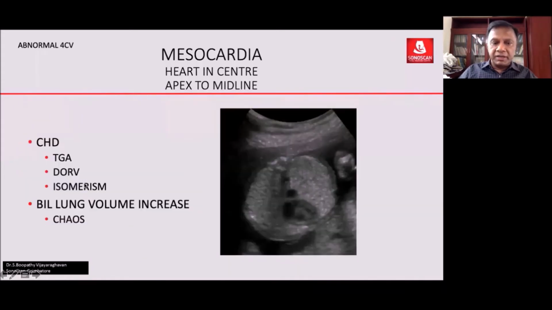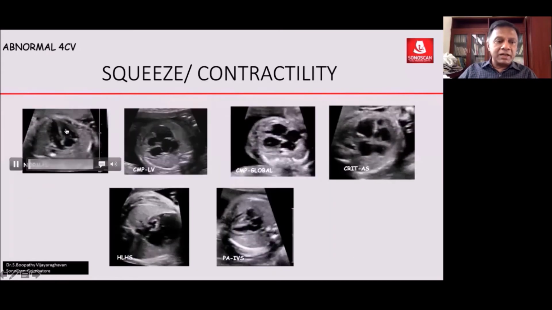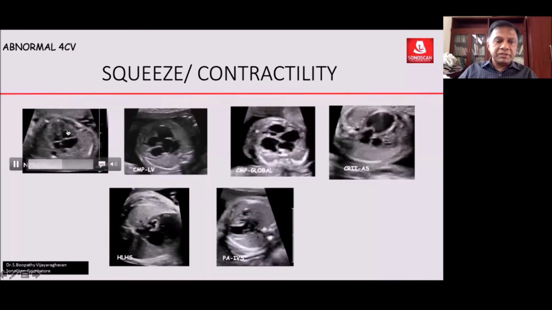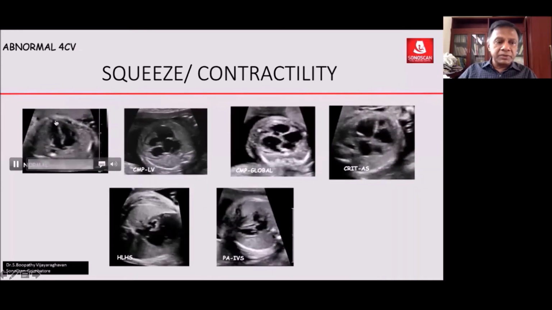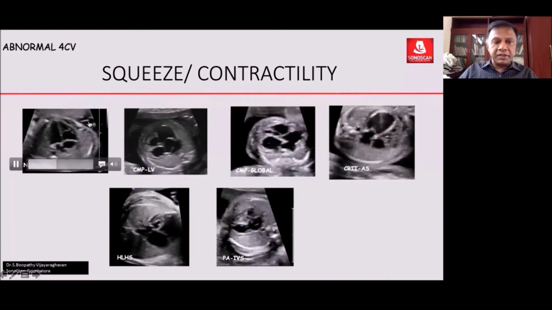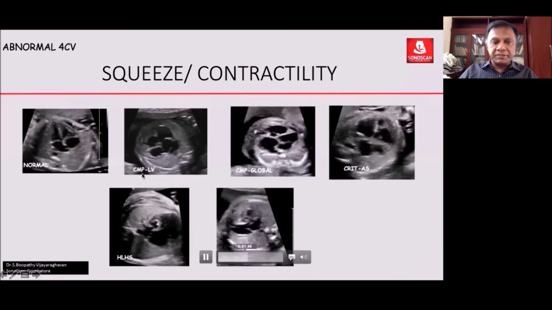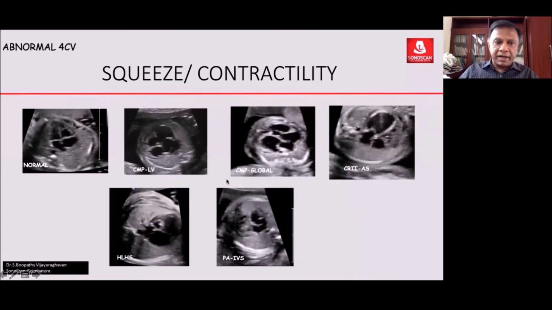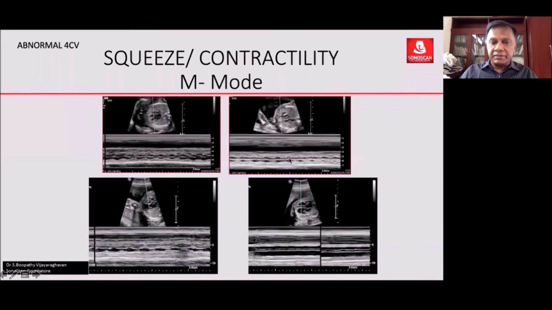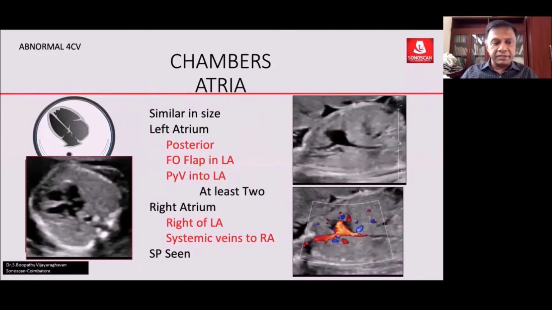So you see here the DORV and isomerism, and it is also seen when there is an increase in the volume of both the lungs, which happens in CHAOS, congenital high airway obstruction syndrome, where both lungs contract equally on both sides. As a result, you don't see any movement of the interventricular septum, and these are the various conditions where there is abnormal contraction and relaxation of the ventricles, both the right ventricle and the left ventricle. Here, this is a hypoplastic right ventricle, non-contractile. So here you see that the right ventricle is contracting.